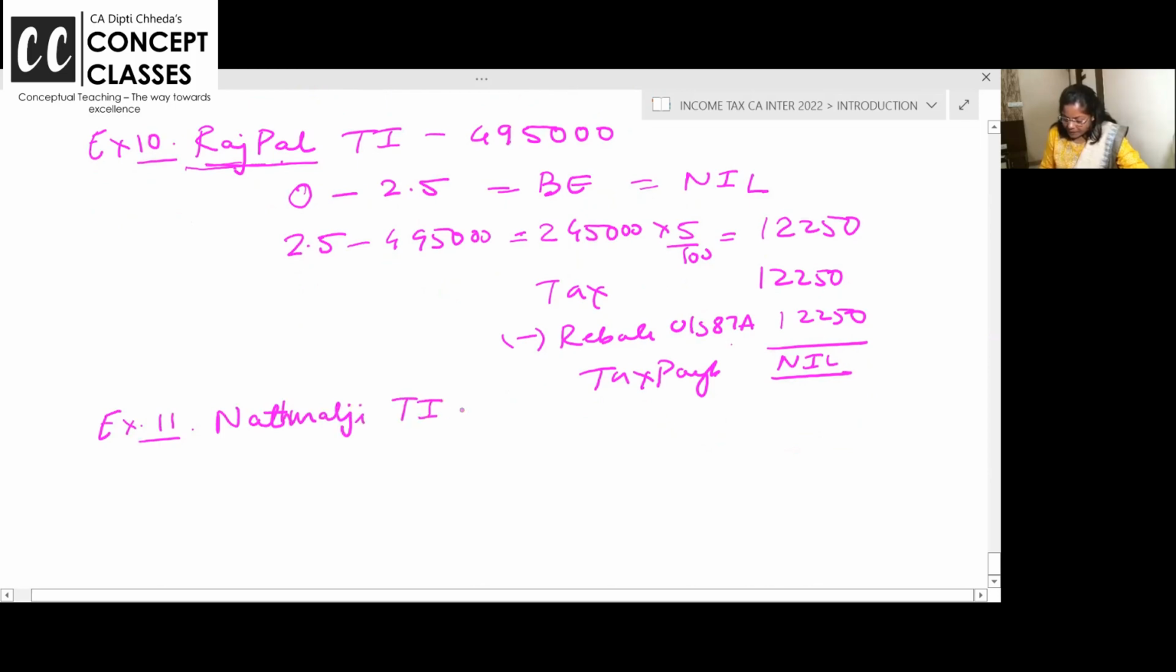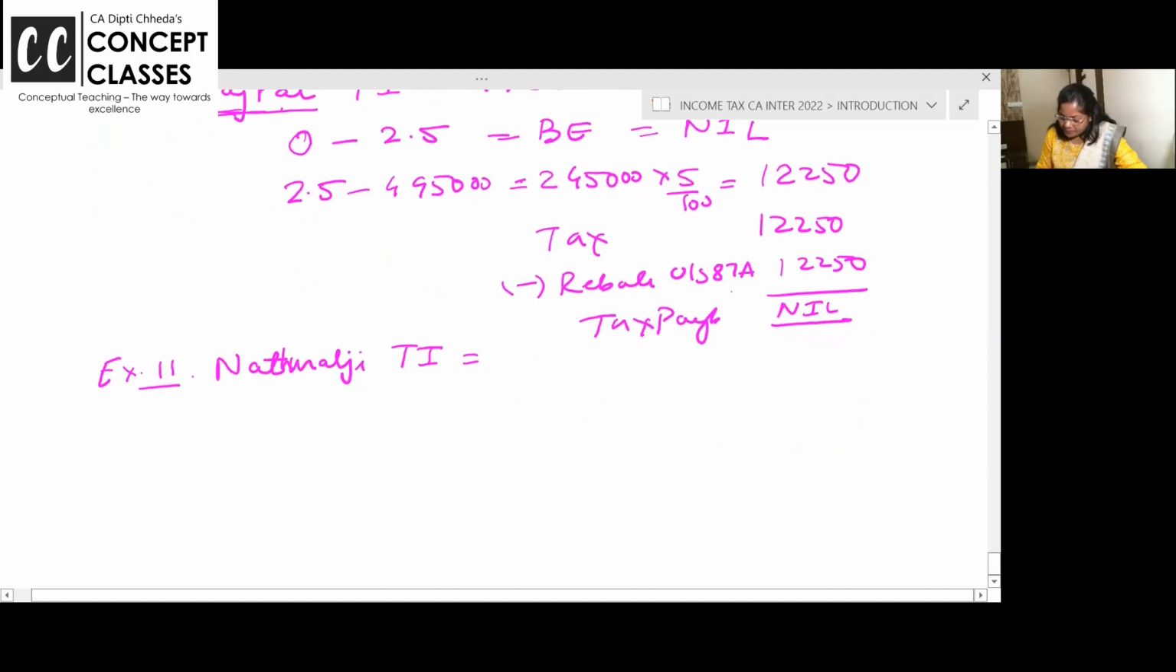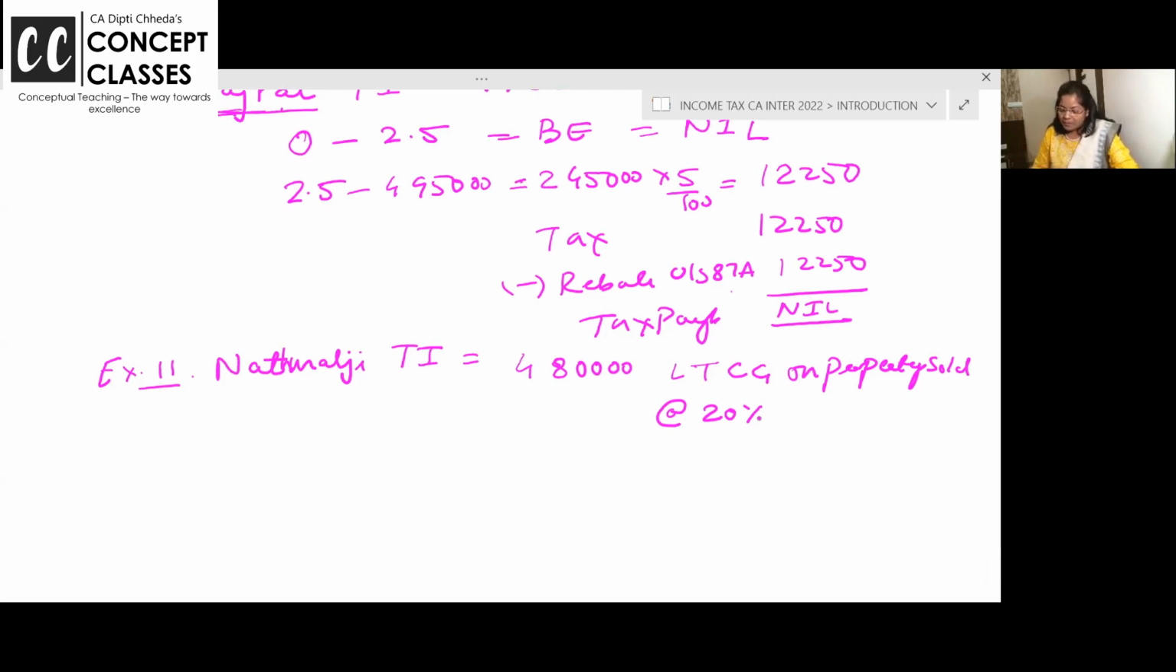Nathmalji is having total income 4,80,000, but I am adding something to this. Write LTCG, long-term capital gain, on property sold. You know, when you sell the property and all, then long-term capital gain is paid at 20%. This is a special rate. I'll teach all the special rates later, time permitting. But right now I have to teach you this calculation, that's why I'm doing this.